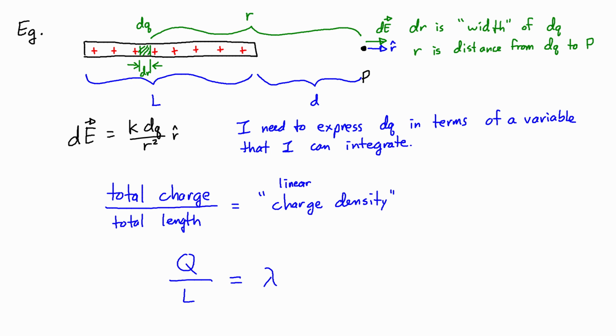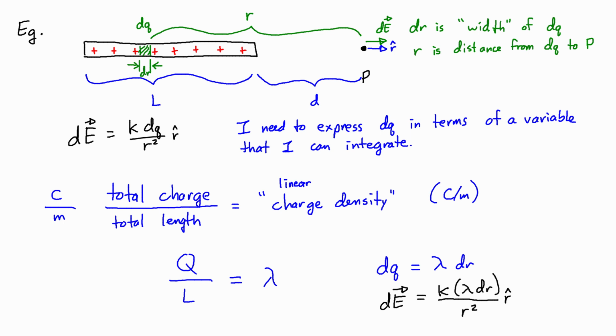In terms of units, we're going to have total charge in coulombs on top and length on the bottom, so the units are going to be coulombs per meter. That way, we can express dq in terms of dr, because dr is a tiny piece of length. The units will be meters. So we can say that dq is equal to lambda times dr. When we multiply the linear charge density in coulombs per meter times some number in meters, we get an amount of charge. And this is what lets us do the integral. We would have dE is equal to k times lambda dr over r squared, all times r hat.